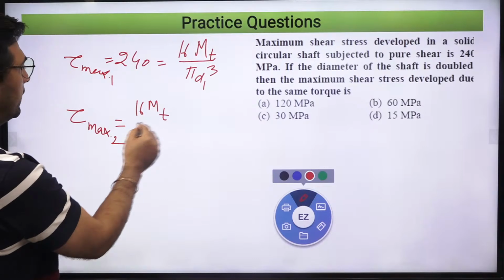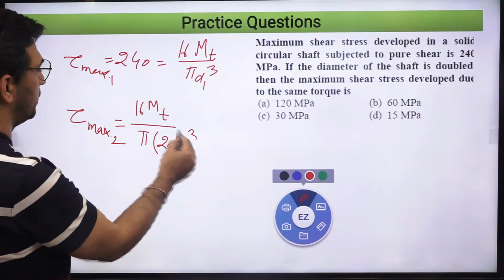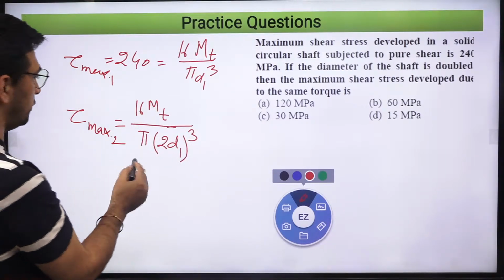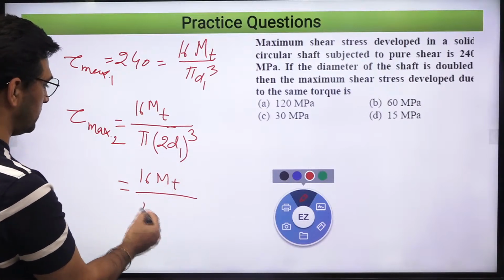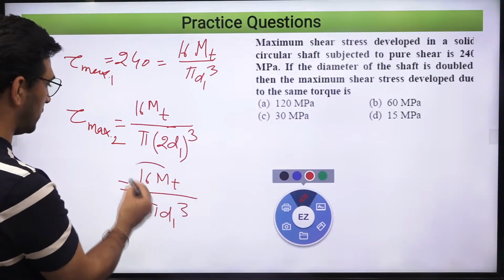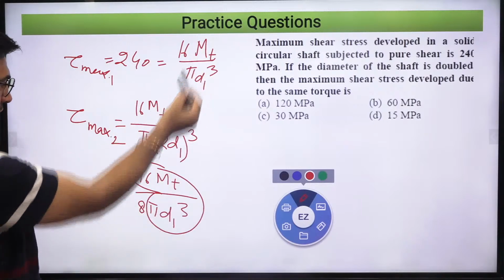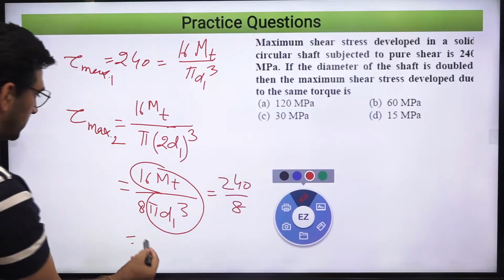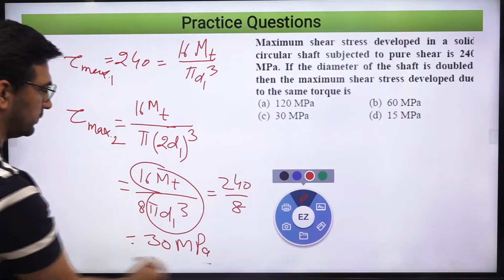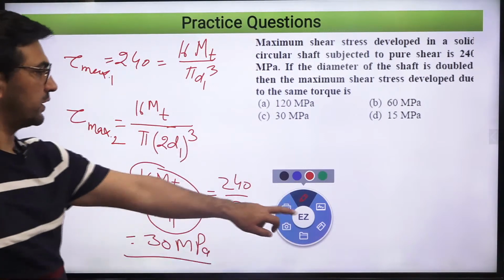16 mt divided by pi. Now diameter is doubling, pi times d cube for the same torque. So if you see over here, I am having 16 mt divided by what? You can have 8 times pi d1 cube. Now this term, 16 mt by pi d1 cube, is 240. So that means 240 divided by 8, 30 megapascal. Am I clear? Okay, good. So I think it is simply the common understanding that you can make use of.